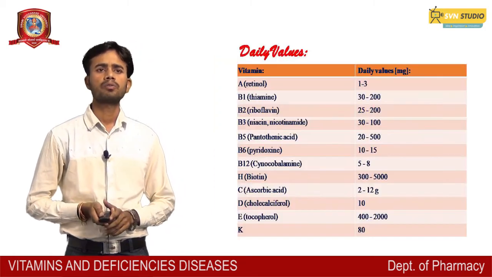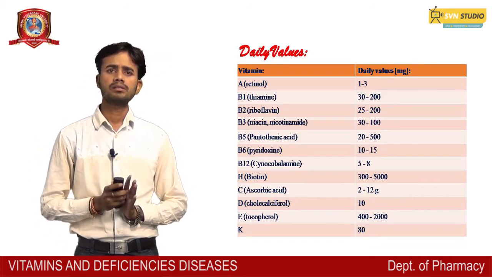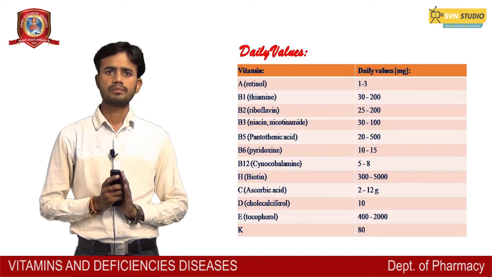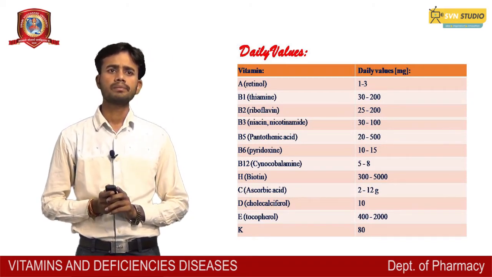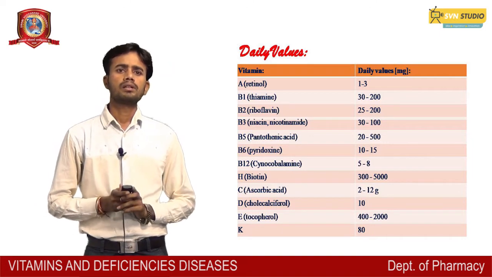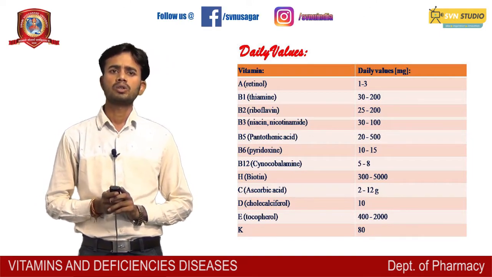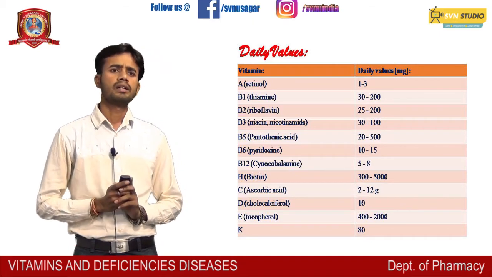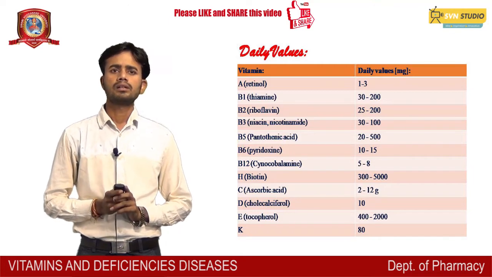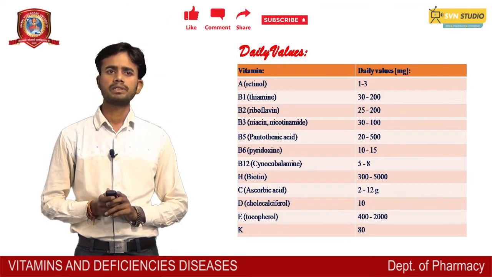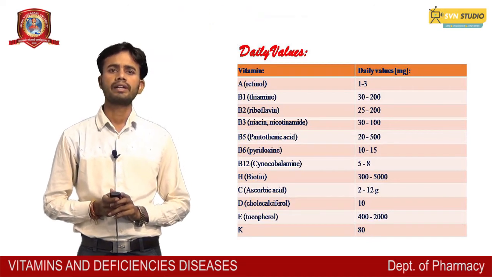Daily requirement of vitamins. Daily values in milligrams. Vitamin A, retinol, 1 to 3 mg. Vitamin B1, 30 to 200 mg. Vitamin B2, riboflavin, 25 to 200 mg. Vitamin B3, niacin, nicotinamide, daily requirement 30 to 100 mg. Vitamin B5, pantothenic acid, 20 to 500 mg.